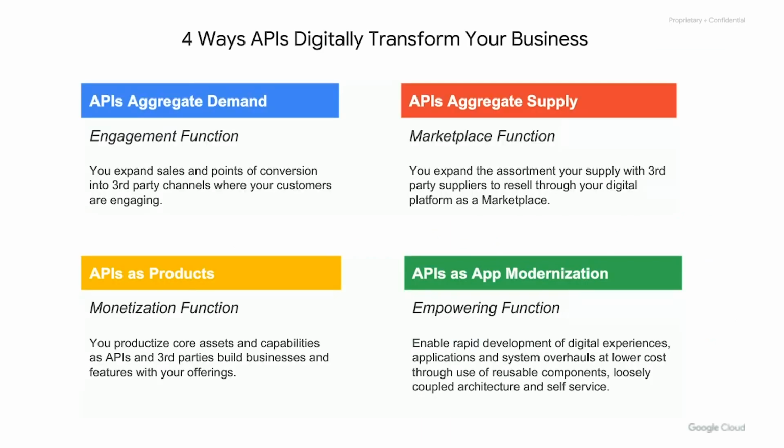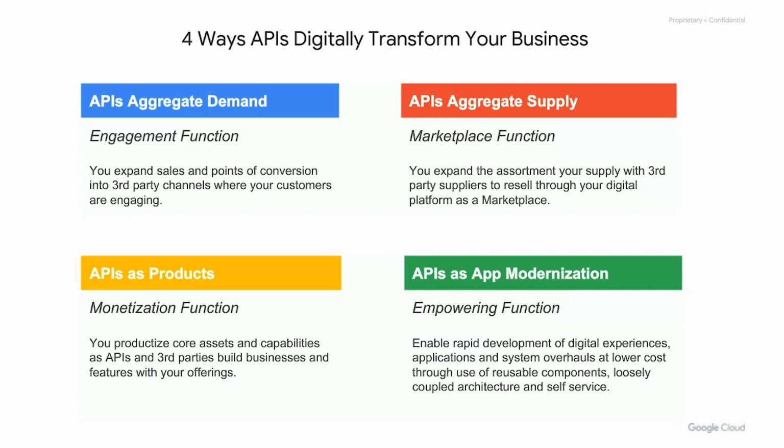There are at least 4 ways that APIs are digitally transforming businesses across the board right now, and I want to touch on those. So we talked about these a little bit with some of the examples like Ticketmaster. So aggregating demand, this is all about taking your capabilities, your data, your products, and making them available through additional channels, not just your own channels, right?